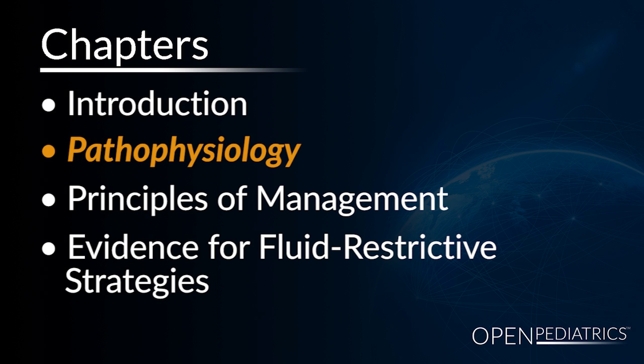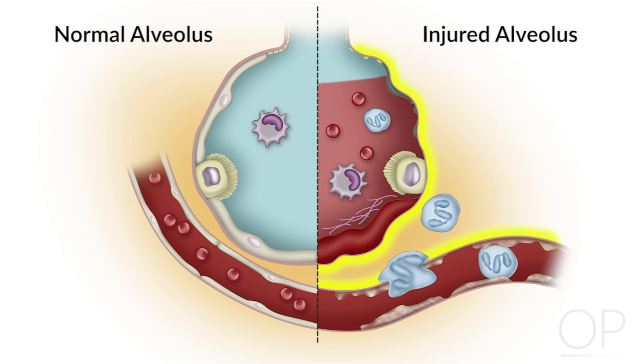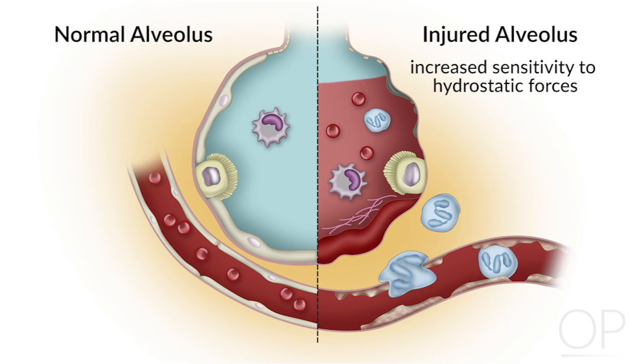Pathophysiology. So what goes wrong in terms of ALI and ARDS? Well, in acute lung injury, you have injury to the lung parenchyma and/or endothelium, and this disrupts the alveolar epithelial barrier and disrupts that function. And the normal safety mechanisms of the lung are disrupted, so you have loss of the osmotic pressure gradient that leads to leaky barriers. You have increased sensitivity to hydrostatic forces, and you have impaired alveolar fluid clearance.